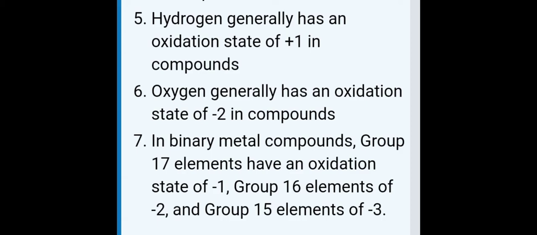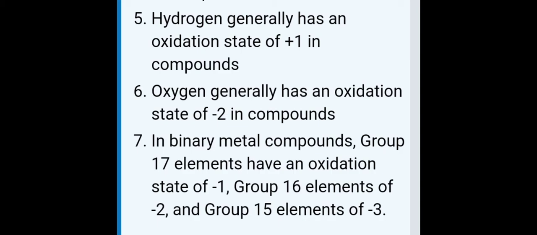Number 5 rule. Hydrogen generally has an oxidation state of +1 in a compound, like HCl, H is +1. Number 6. Oxygen generally has an oxidation state of -2 in a compound. Usually, like CuO, copper is +2 and oxygen is -2. MgO, magnesium is +2 and oxygen is -2. So usually oxygen is -2.